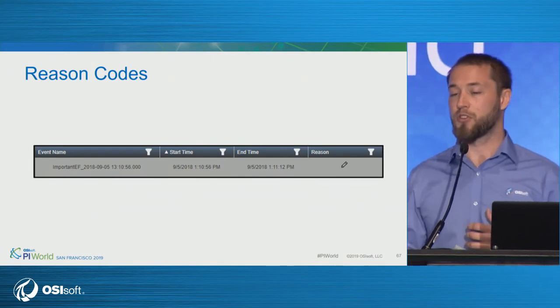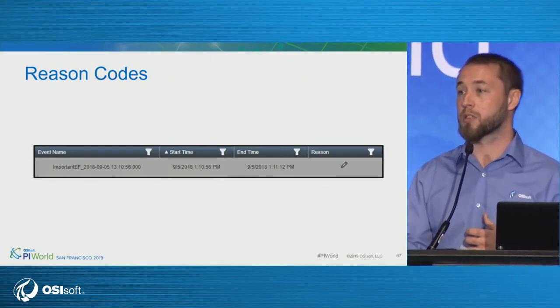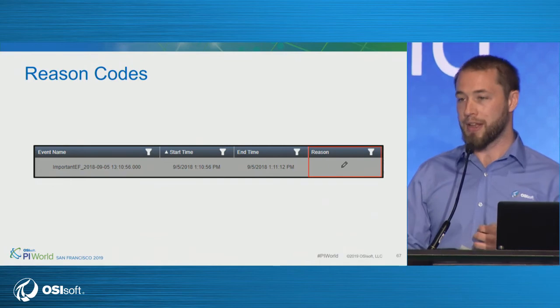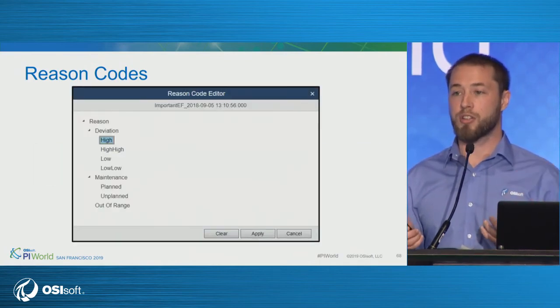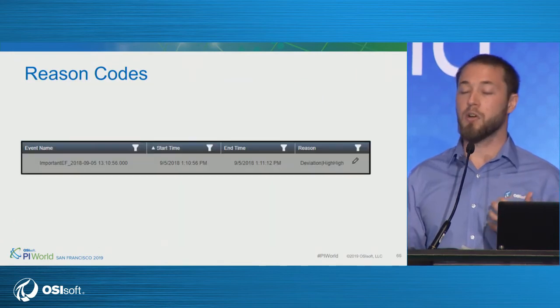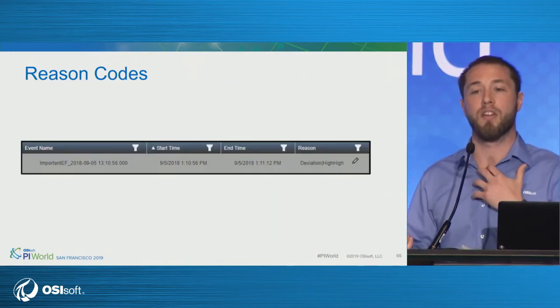This is a quick example of showing how it works in PyVision in the events table specifically. If you click on the pencil button, you get a nice pop-out that has the enumeration set. You can select from here, and once you do, it gets saved to the event frame and displayed in the event frame table.